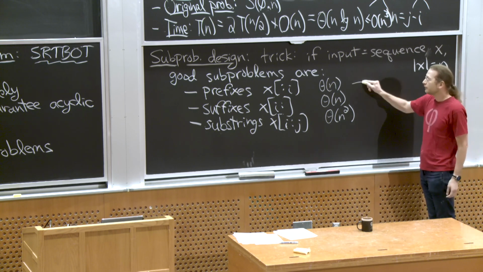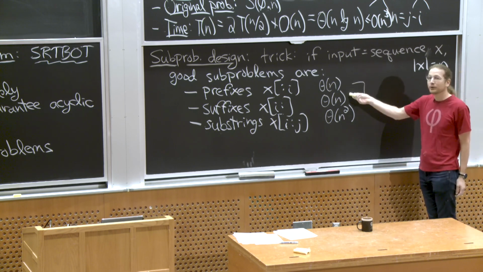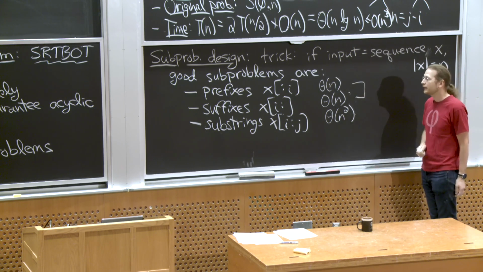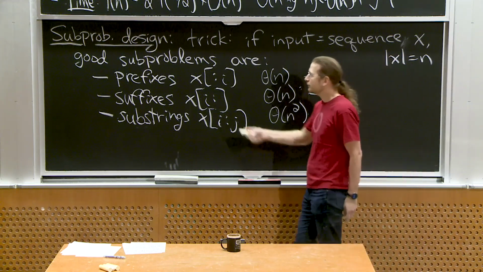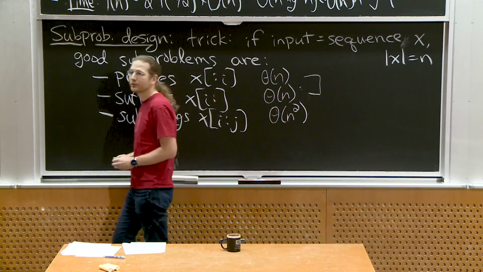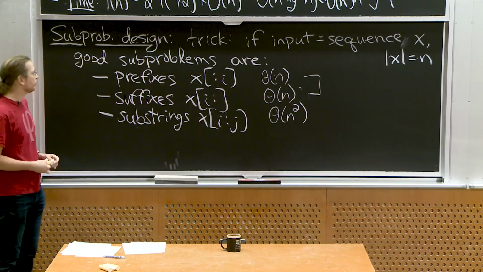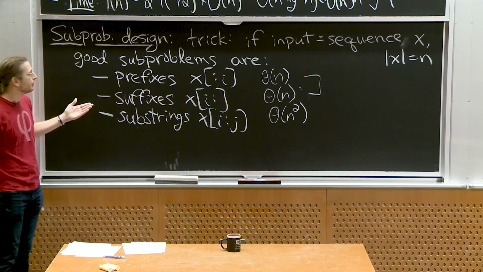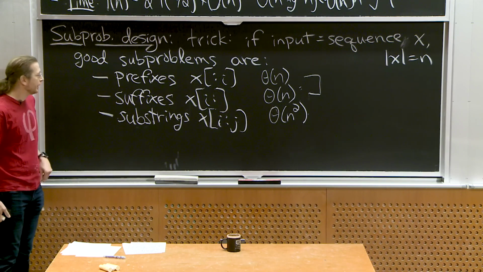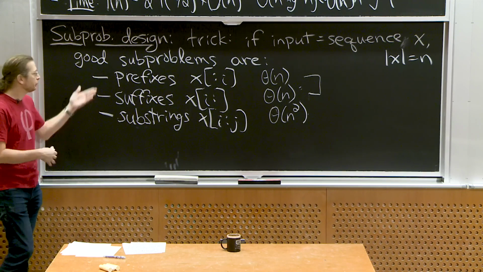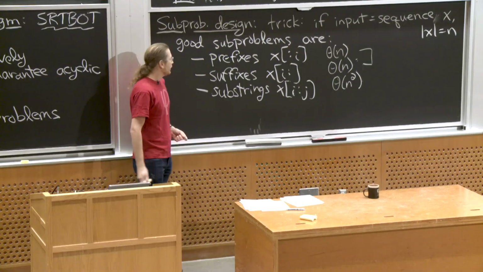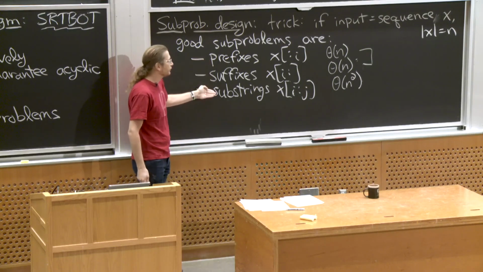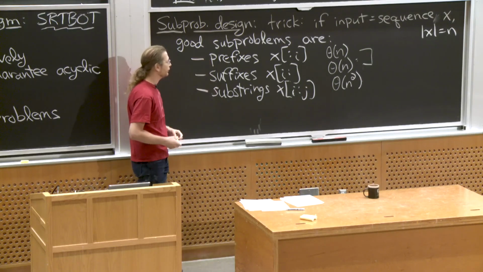Now, prefixes and suffixes are obviously better because there are fewer of them, linear instead of quadratic. And for almost every problem you'll encounter, prefixes and suffixes are equally good. It doesn't really matter which one you choose. You just choose whichever is more comfortable for you. But sometimes it's not enough, and we'll have to go to substrings. That won't be for another lecture or two.